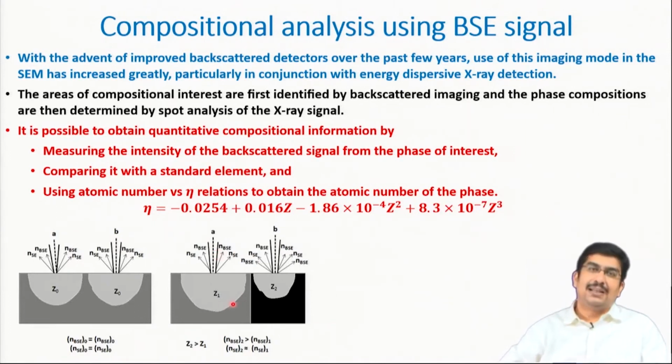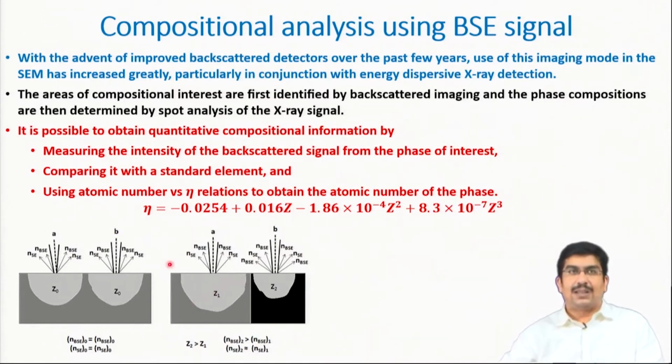Standard element means, let us say we have this aluminum here. We take 100% aluminum, we have that library function, and we recall the number of backscattered electrons from 100% aluminum. If a sample has 100% aluminum under pretty much the same conditions, acceleration voltage and beam current, how many backscattered electrons are to be generated from the standard element. We have that information a priori, and then we compare this with the signal that we get from this two-phase specimen.